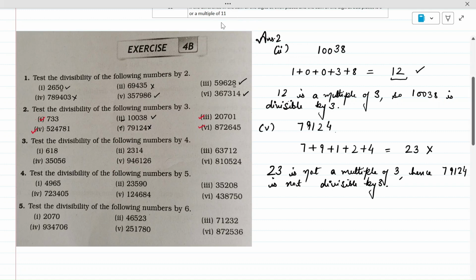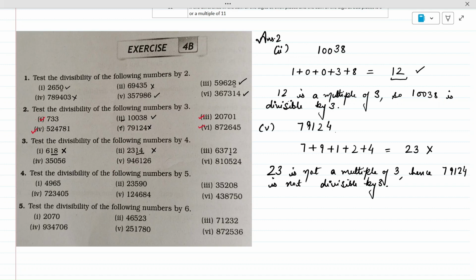Now coming to the question number 3rd. Let's try to do this question here only. Test the divisibility of the following numbers by 4. What is the criteria? The last two numbers should be a multiple of 4. So we will see what are the last two numbers here. The last two numbers in this case is 18, and we know that 18 is not a multiple of 4. Okay, so this is not divisible. Similarly, we have 14 here, which is also not a multiple of 4. So this is also not divisible.